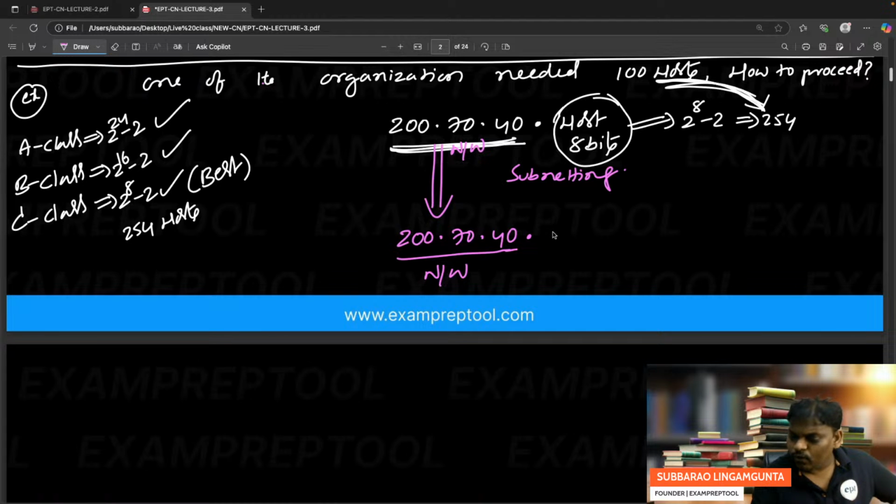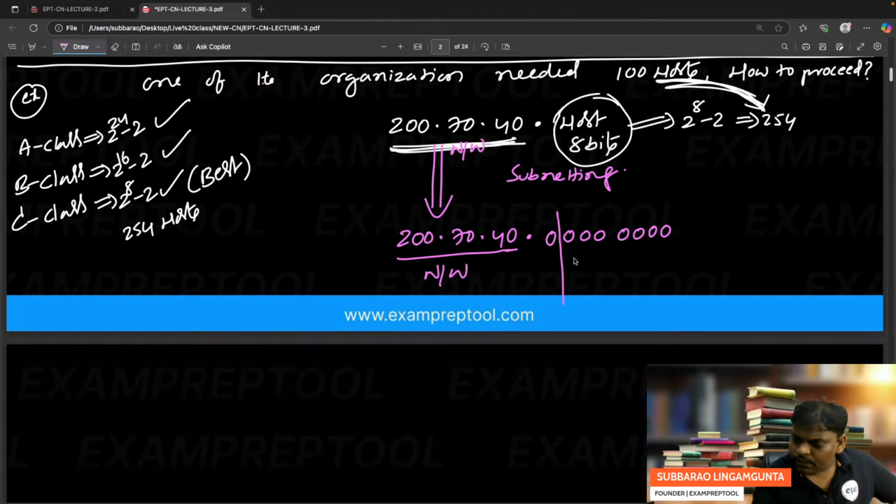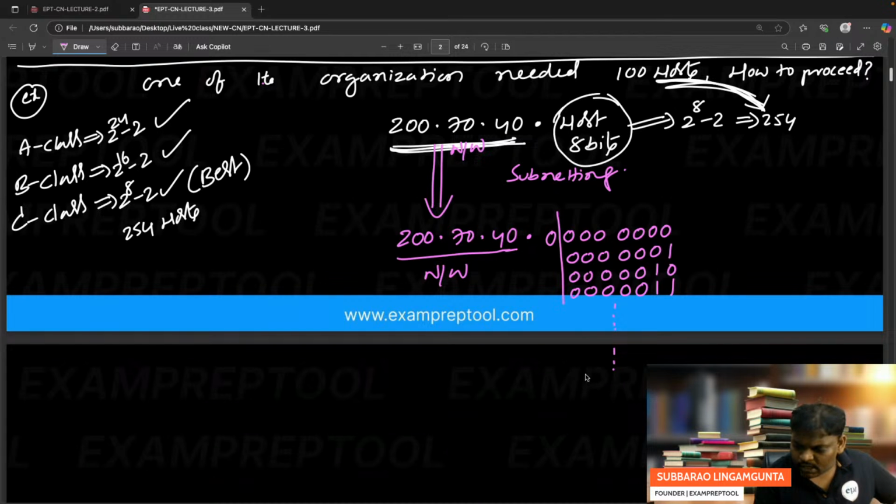Host purpose 8 bits are there, 8 zeros to 8 ones. Remember, 8 zeros to 8 ones. Careful everyone. It will continue. See the answer.